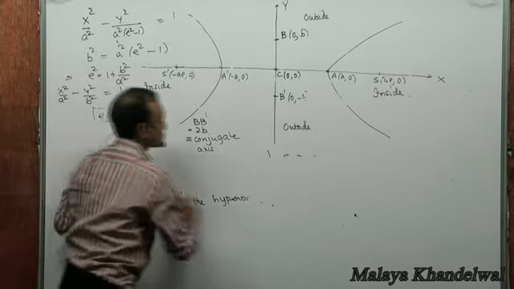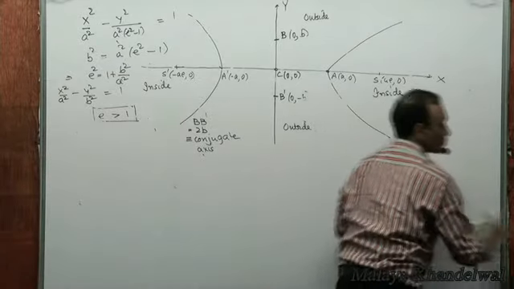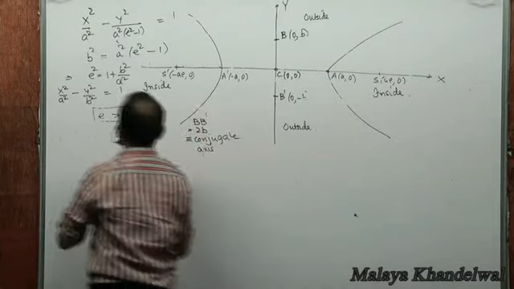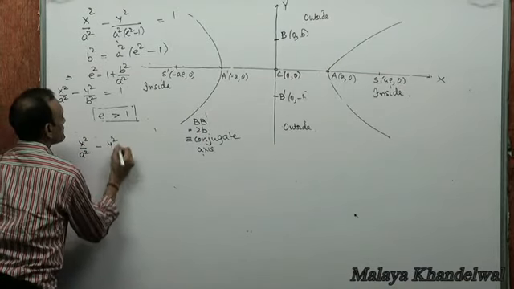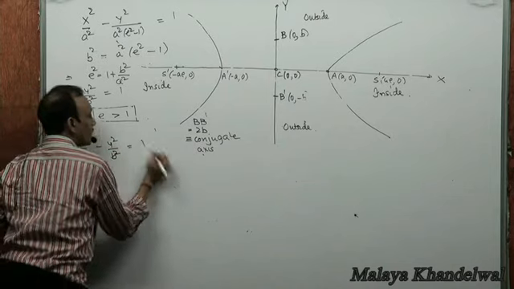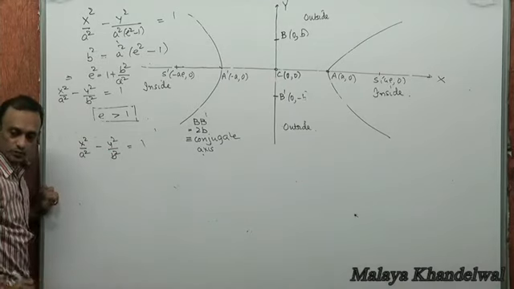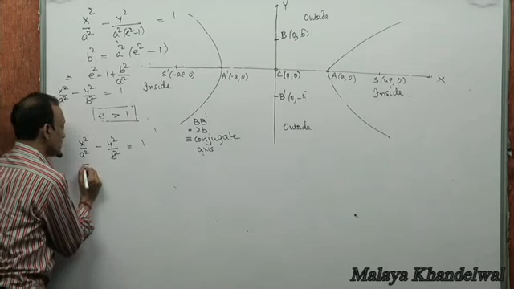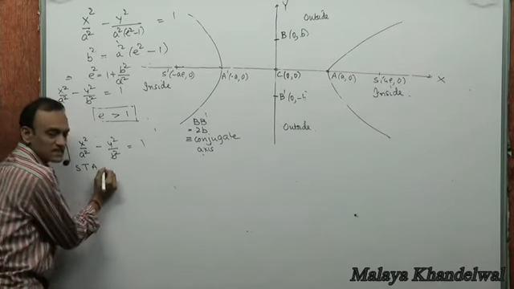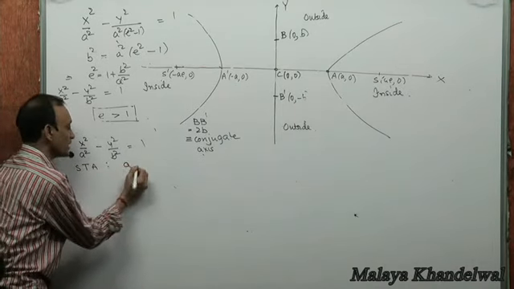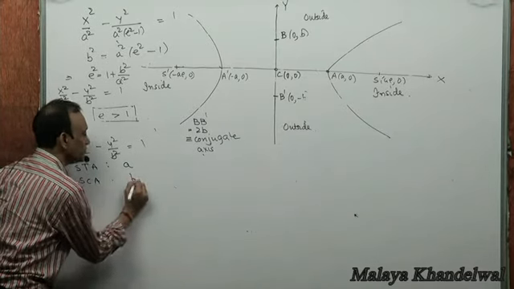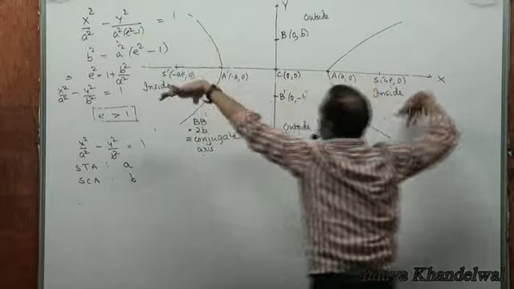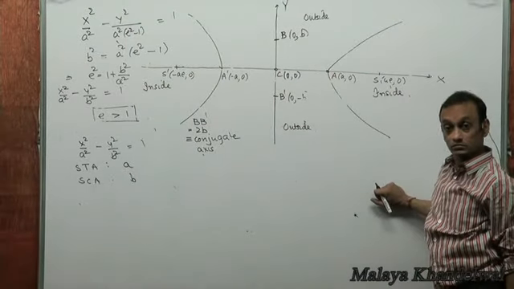Suppose, see, x squared by a squared minus y squared by b squared equal to 1 is a hyperbola whose semi-transverse axis is A, whose semi-conjugate axis is B. This is how it looks.